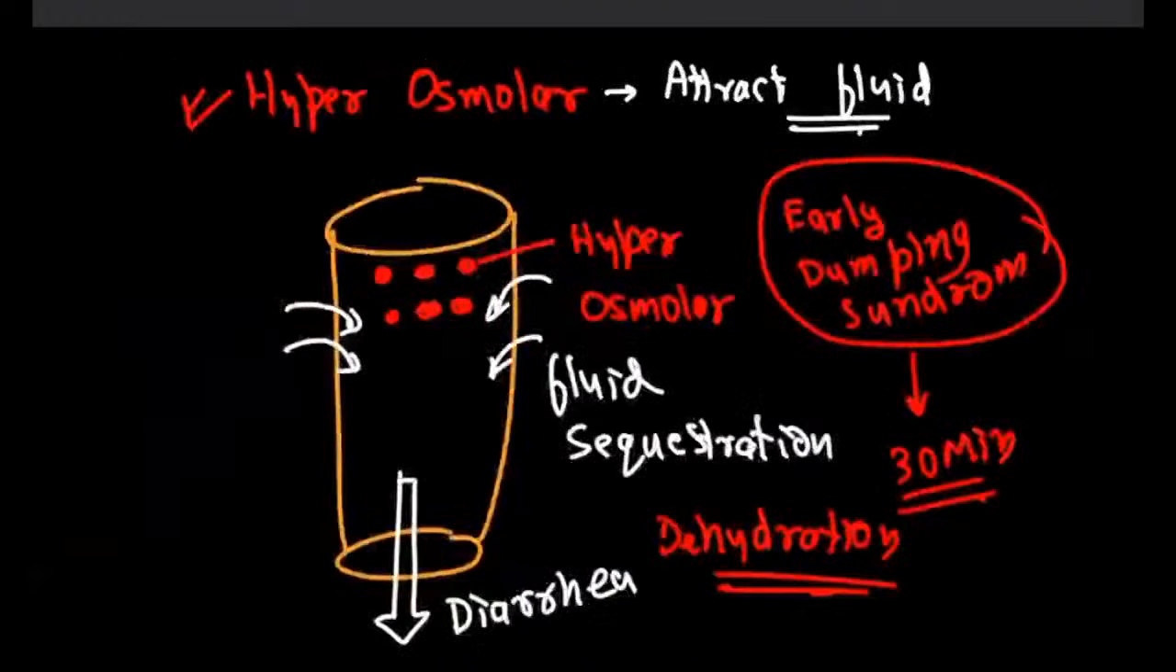So what we have mastered is the concept of early dumping syndrome and late dumping syndrome. In the early dumping syndrome, what did I tell you? Because there is no pylorus, hyperosmolar substances are entering into the intestine. Because of this, the fluid is getting sequestrated, the patients land into diarrhea, and come to you with signs of dehydration. This is happening within 30 minutes of eating the food. This is what is called early dumping syndrome.